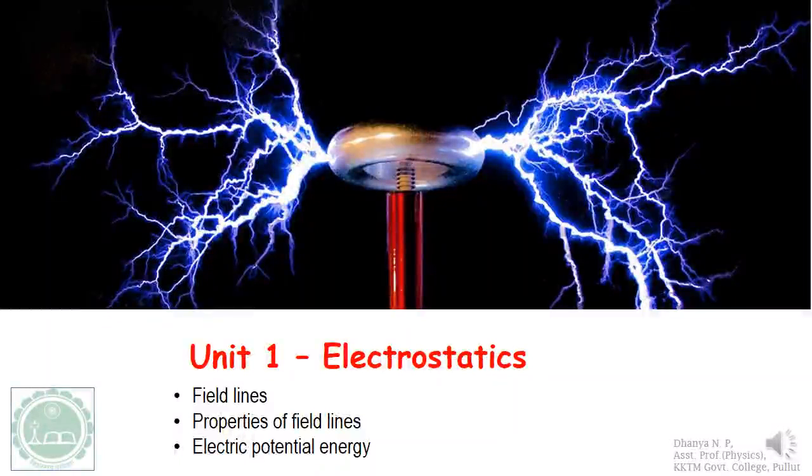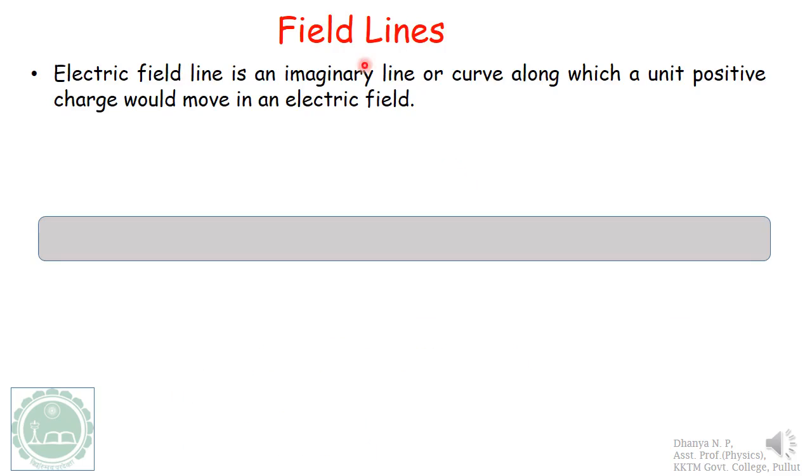Now we can look at the properties of electric field lines, and what is electric potential energy. An electric field line is an imaginary line or curve along which a unit positive charge would move in an electric field. That is, the path of a charge in an electric field is the electric field line. They represent the strength of the electric field. Actually, they don't exist physically, but we are representing the strength and the direction of the electric field in terms of electric field lines.